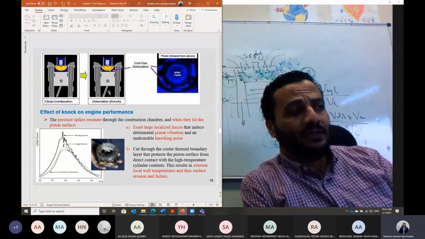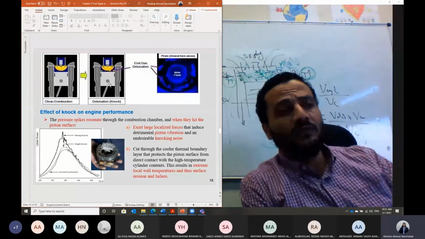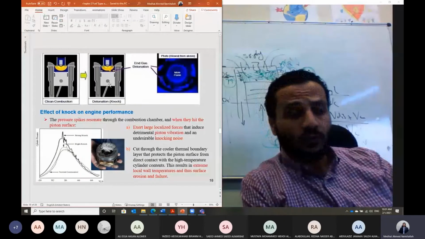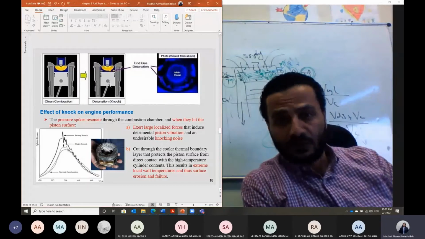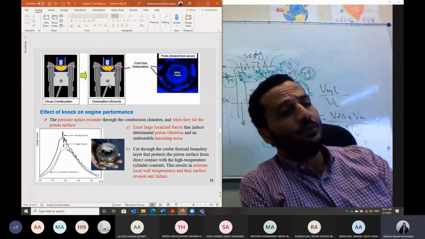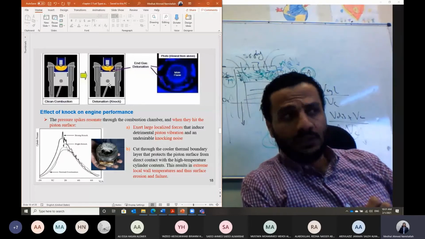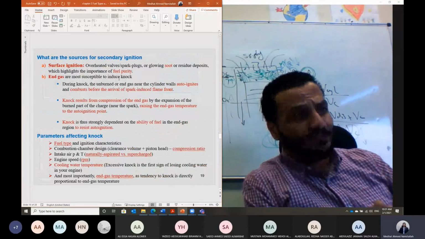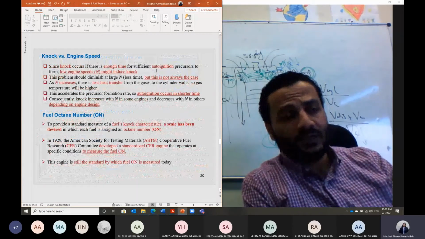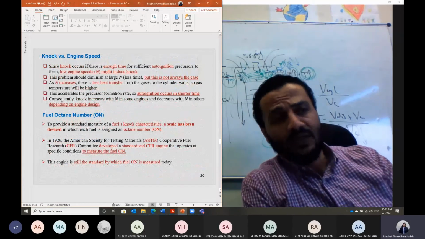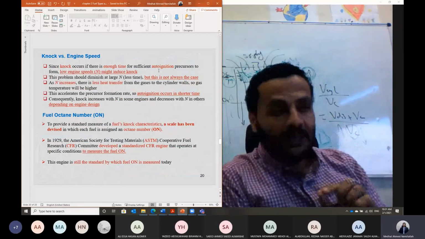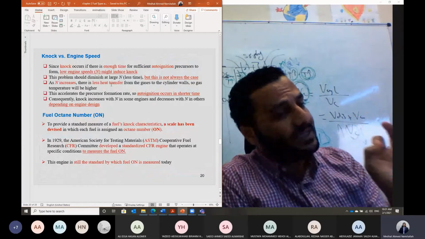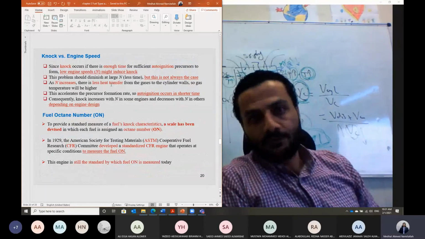But what happens at higher engine speed? The piston will be moving very fast, and the time for each cycle, starting from taking the air until having the exhaust, will be reduced at higher engine speed. So there is not enough time for the fuel to self-ignite, and then cause knock. So usually engine knocking can be reduced if you raise the speed of your car.